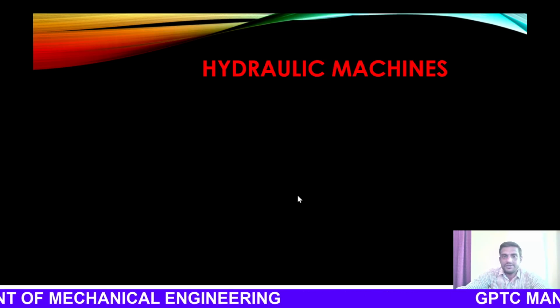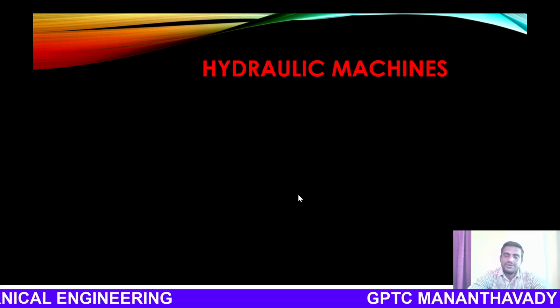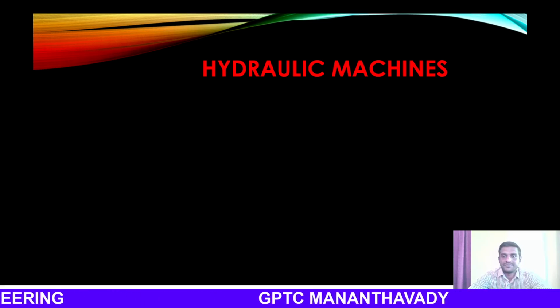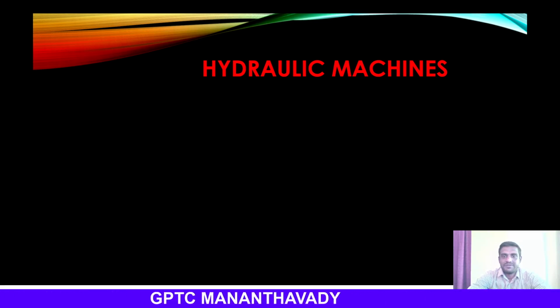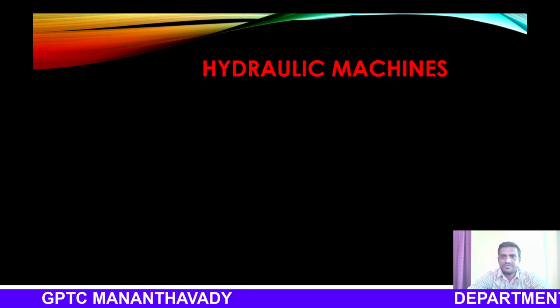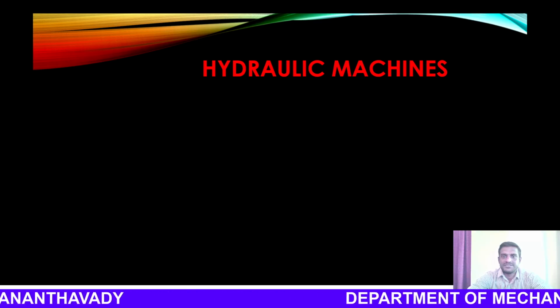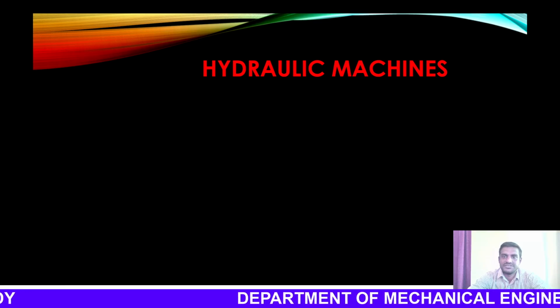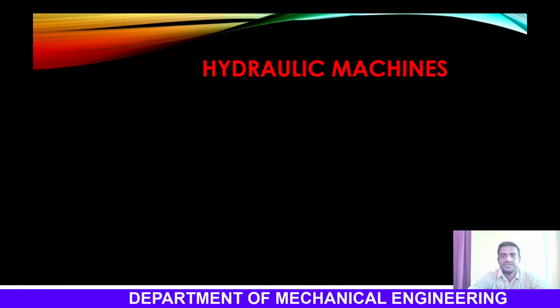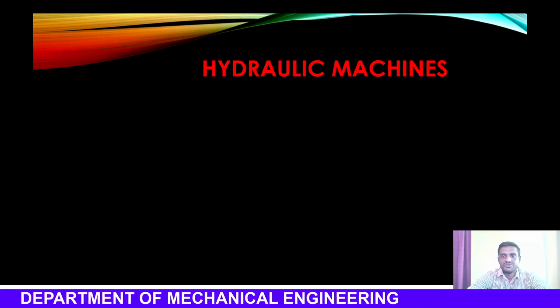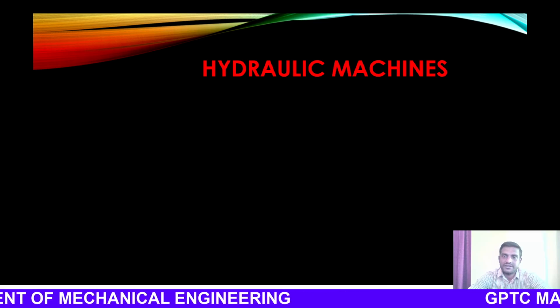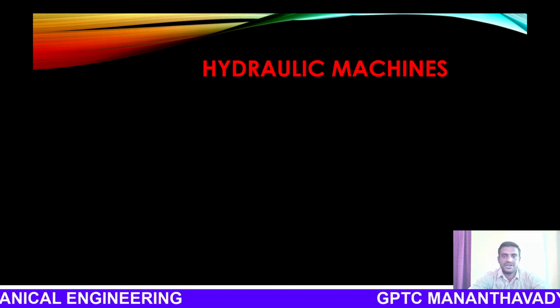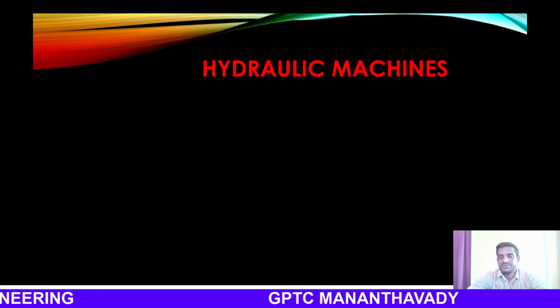So first of all, hydraulic machine. My question is, what do you mean by this hydraulic machine? In our previous lessons, we studied the basics of engineering. What do you mean by machine? Machine normally means a device which is used to convert one form of energy to another form. So a machine is any device which converts one form of energy to another form.